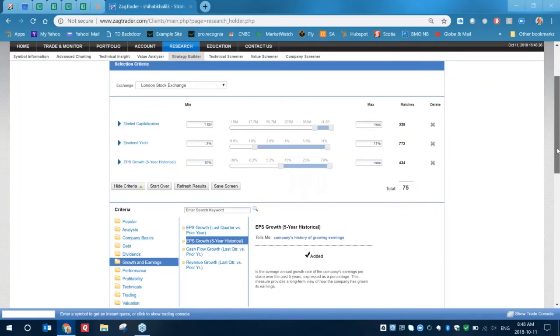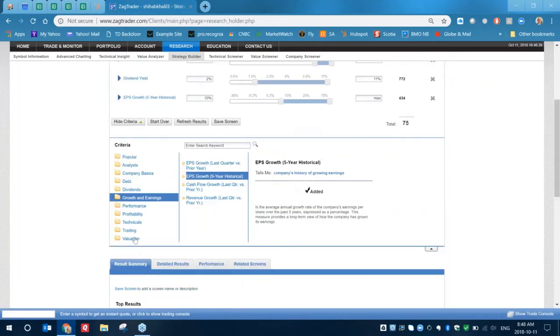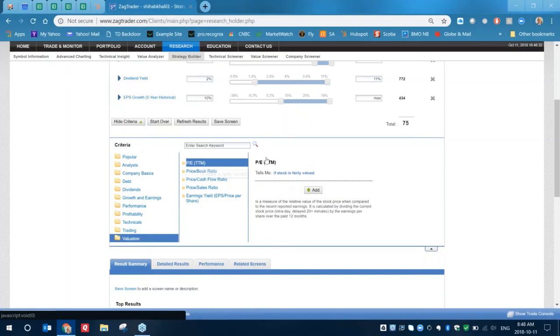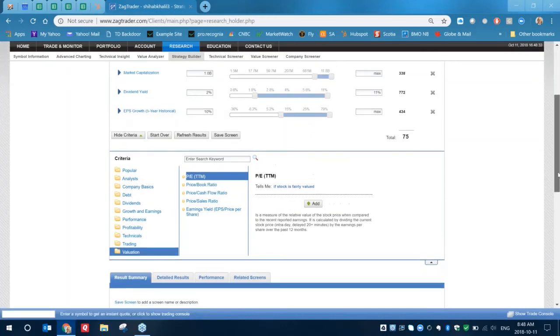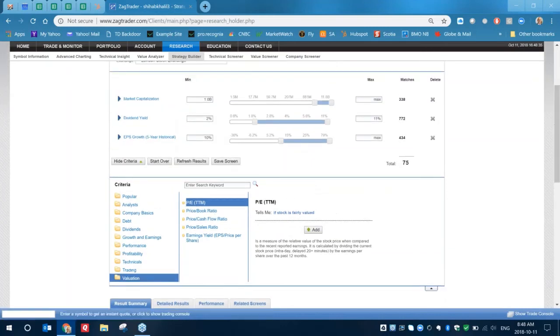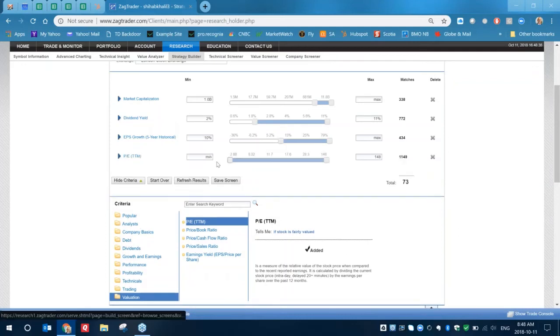And I think for the last one I'm going to pick a valuation related criteria. Even though the market's been moving up for quite a few years now, I want companies that have reasonable price to earnings ratios. So I'm going to say I want a PE ratio of say 30 or less. There should be a fair number of stocks that have that. Yeah, so I have 972. I'm now down to 73 companies in the UK market that match my particular strategy.